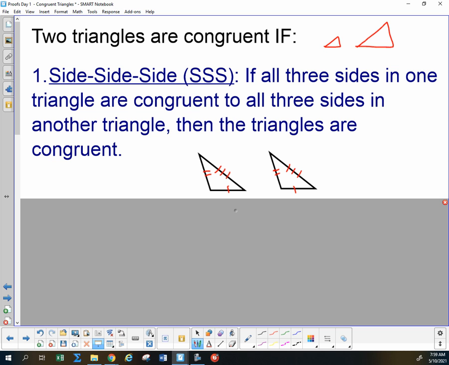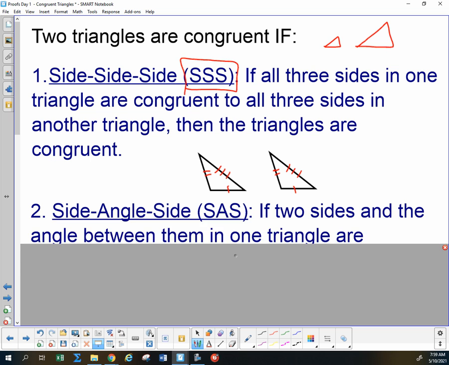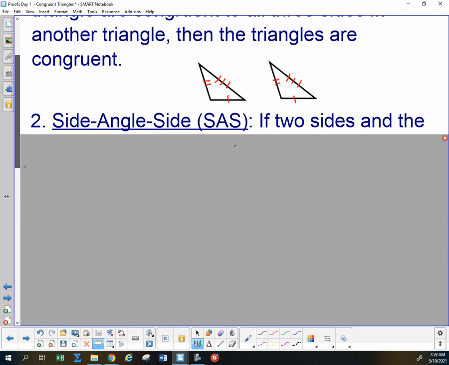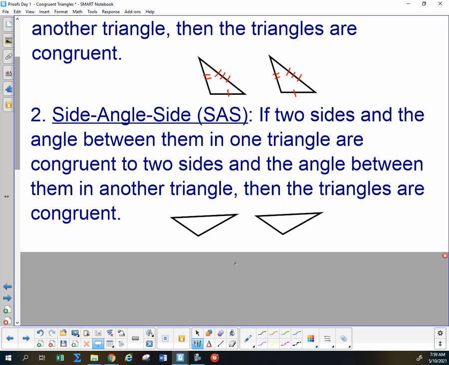We would abbreviate that in our proof with SSS for side, side, side, so we don't have to do quite as much proving. These are going to be major premises that I let you just accept that they are true, that these have the same shape and size to be congruent. The next one that we could do would be what we call side angle side.